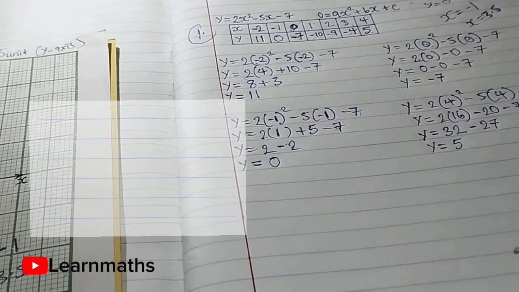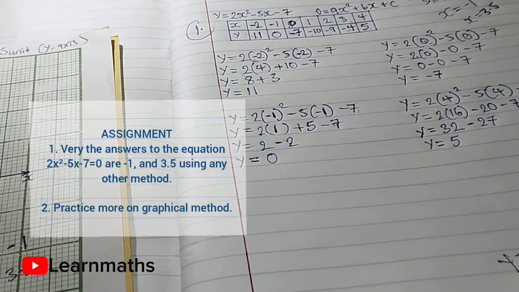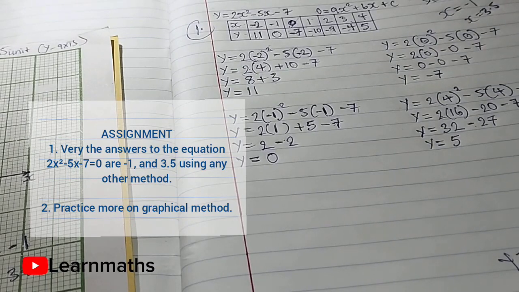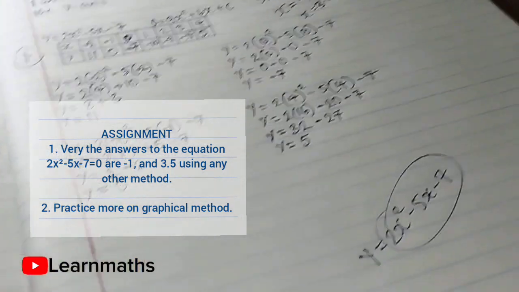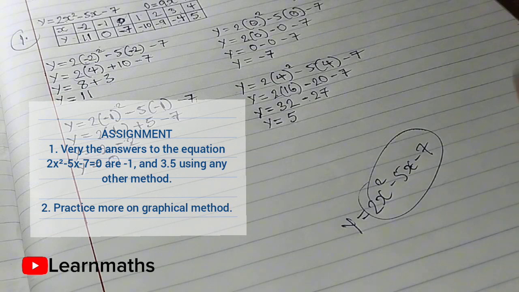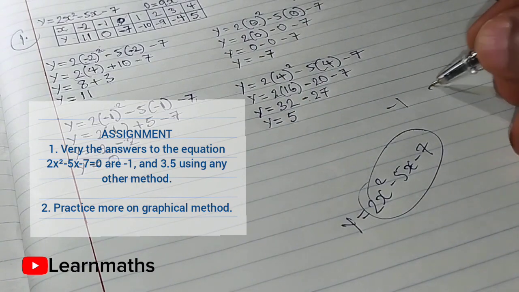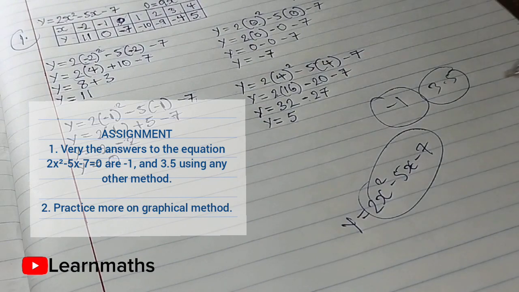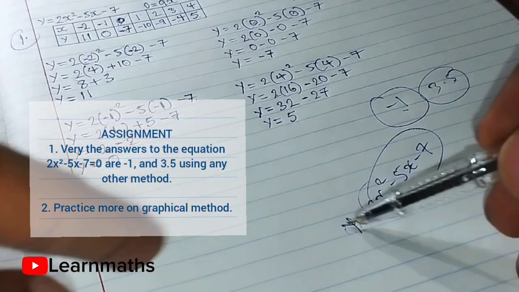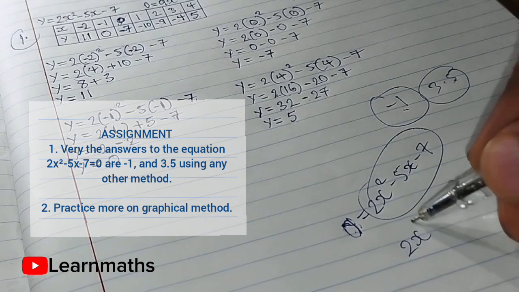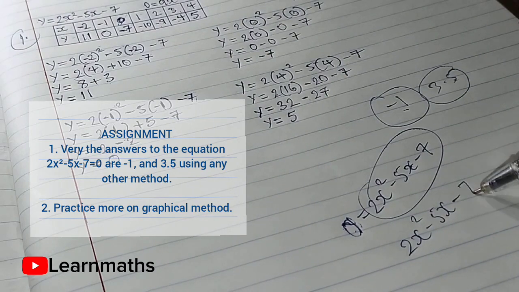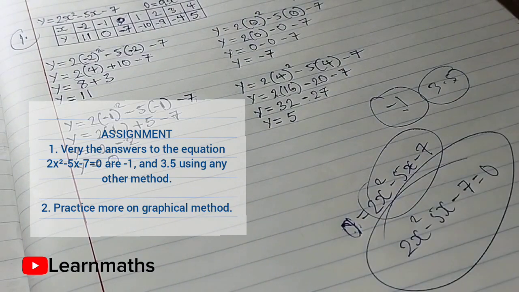Let me make it clear. Y equal to 2x squared minus 5x minus 7. Solve this using the completing the square method or the formula method, any method of your choice, and try to get these two values we have gotten, -1 and 3.5. You're going to replace y with 0. That's 2x squared minus 5x minus 7 equal to 0. This is what we are solving using any other method.